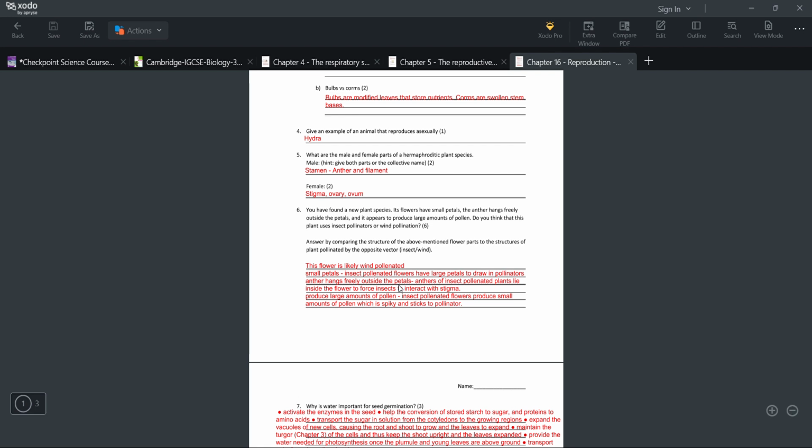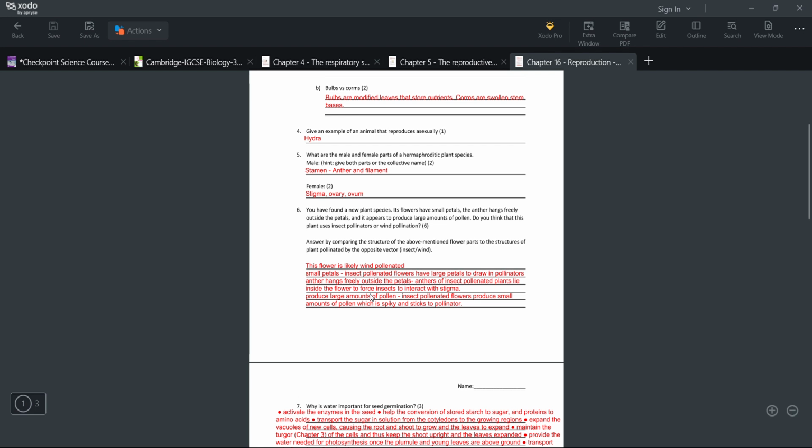If the anthers are hanging freely outside the petals, this is also another indication of a wind pollinated plant, because with insect pollinated plants you want the anthers as deep in the flower as possible to ensure that the pollinator must crawl into the flower, interact with the anthers, get pollen on it, and also interact with your stigma to ensure that pollination does actually take place at the end of the day.